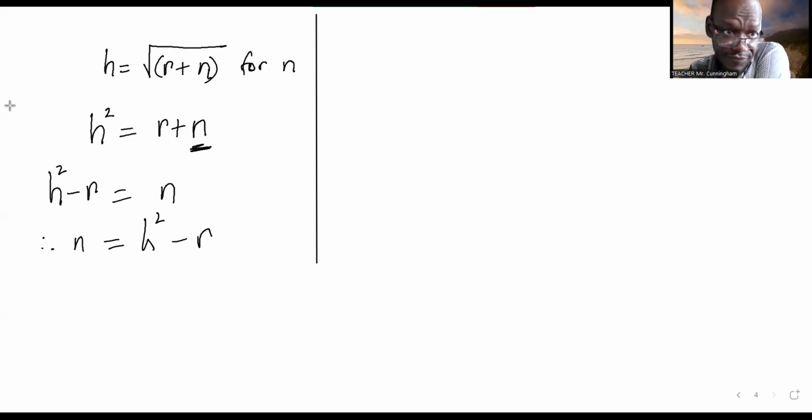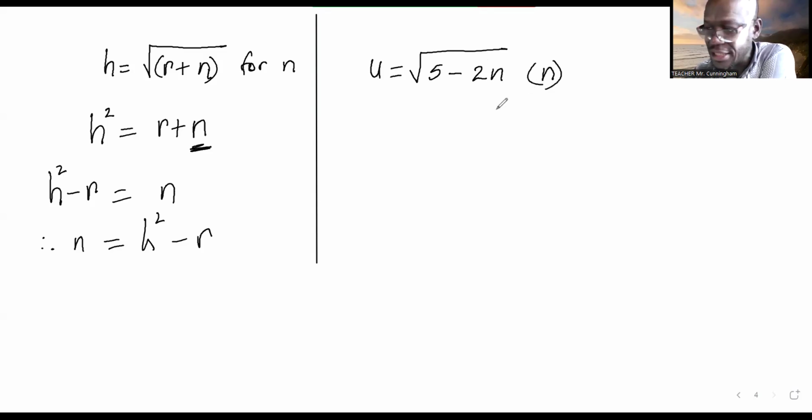All right, Deshaun, you working fast, boy. That's good. So the question is, u is equal to the square root of 5 minus 2n, and we're finding for n, making n the subject of the formula. What, Shania? Not easy. And that is what I was saying here. That's correct, Shania. It's that simple.